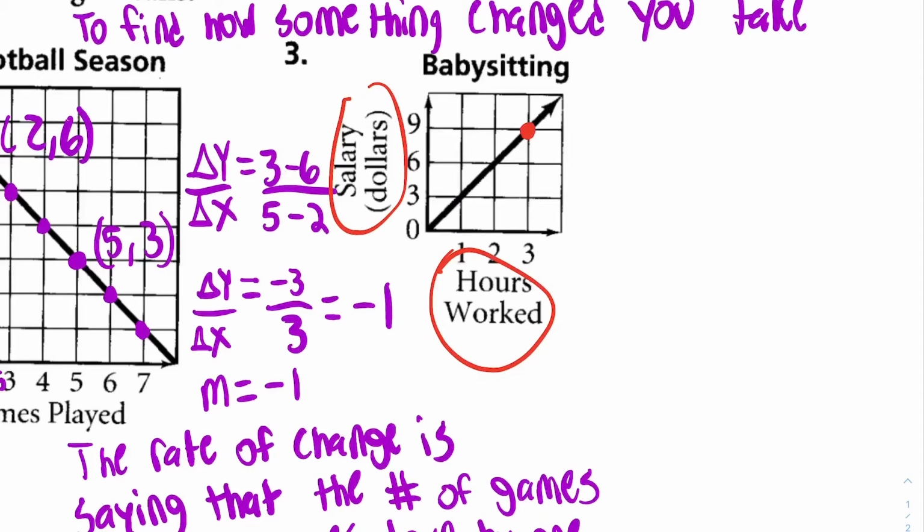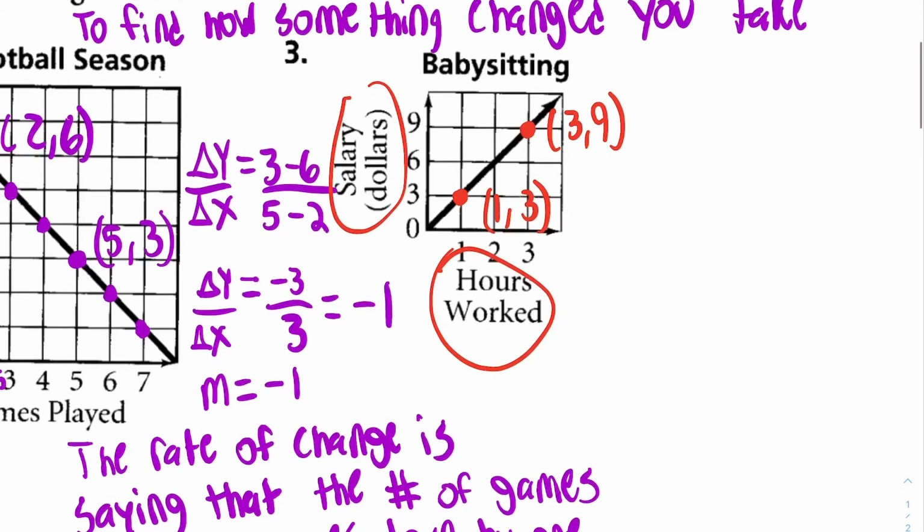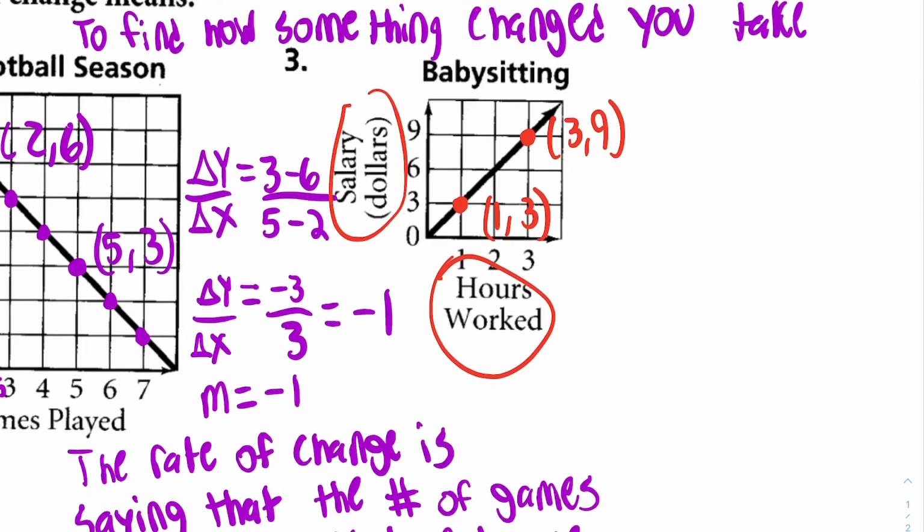So let's make 2 points. Then we need to label those points. The second point is at 3 for x, 9 for y. The first point is at 1 for x, 3 for y. So we need to find how much the y changed to get from 3 to 9. Remember, we do that by doing the last number minus the first number, the final one minus the starting one.